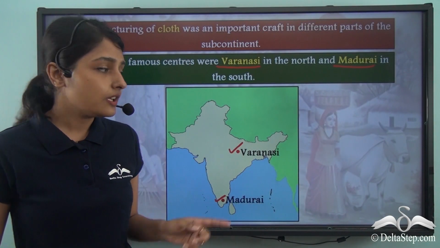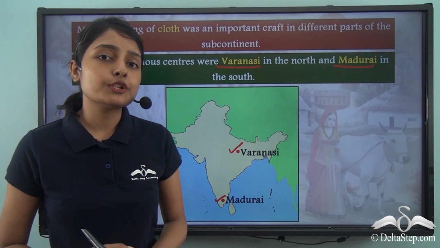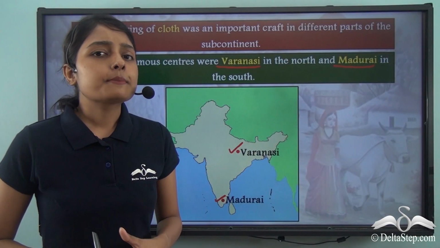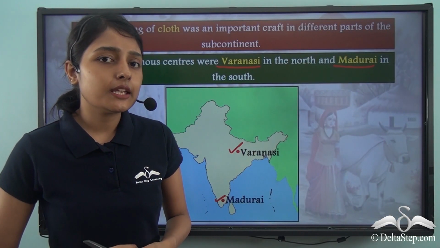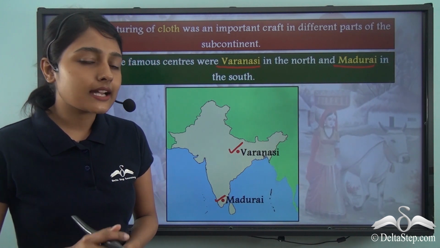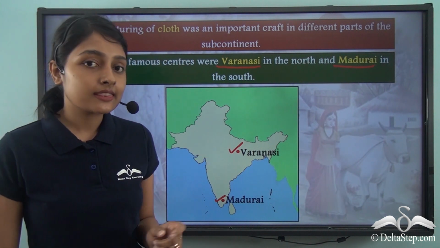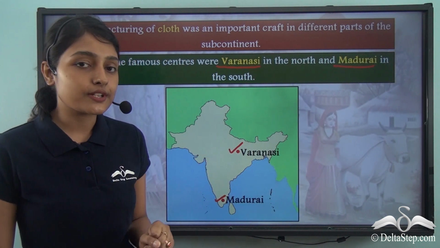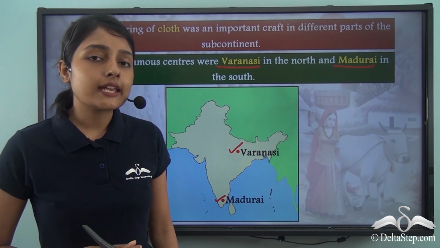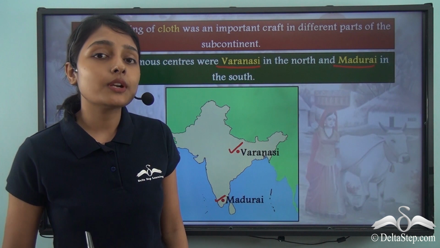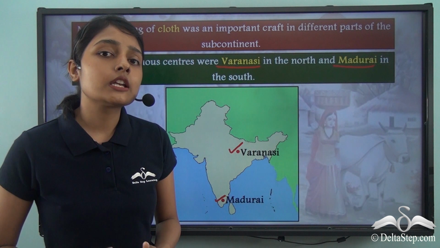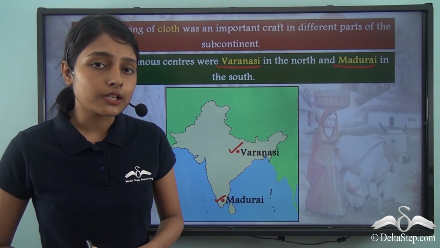And needless to mention, Varanasi and Madurai still continue to be important centers of the production of cloth. I'm sure some of you have heard the name of a type of sari that is known as Banarasi. And this kind of sari was first produced in this center of craft production, which was Varanasi. Likewise in Madurai, a particular kind of sari that is known as Madurai silk still continues to be produced, and this is now popular in not just the country but throughout the world.